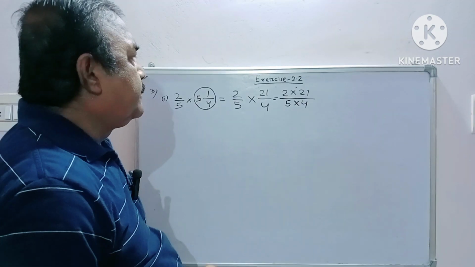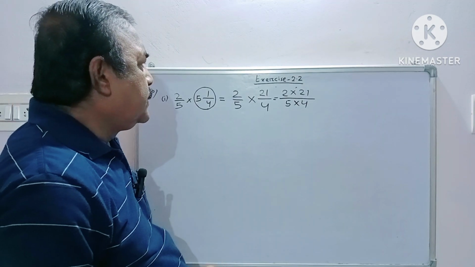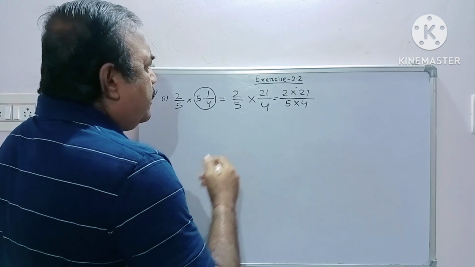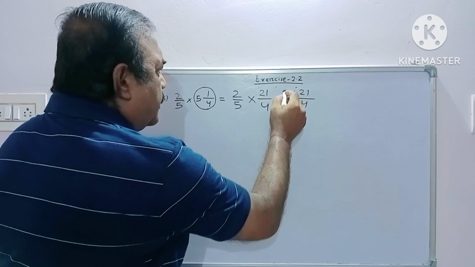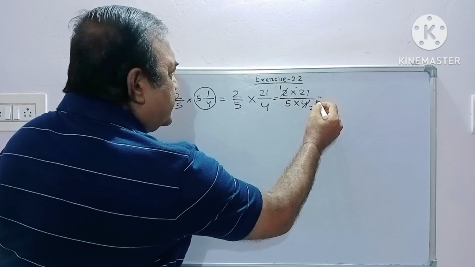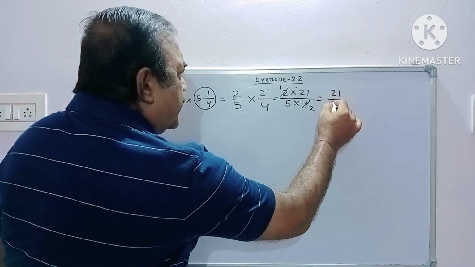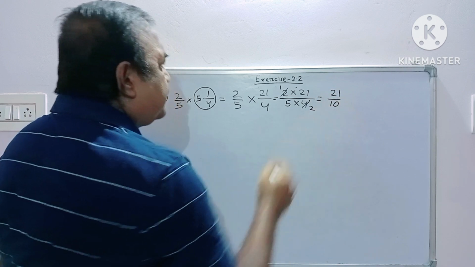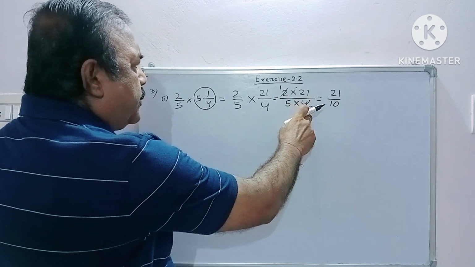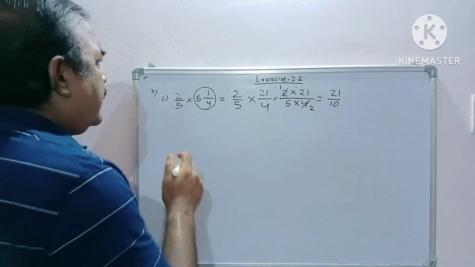From here, by the common factor, you choose the numerator and the denominator, and you divide both the numerator and the denominator. 2 ones are 2, 2 twos are 4. So here you see, that is equal to 21 upon 10. 1 into 21 is equal to 21. 5 into 2 is equal to 10. So like this you will do.